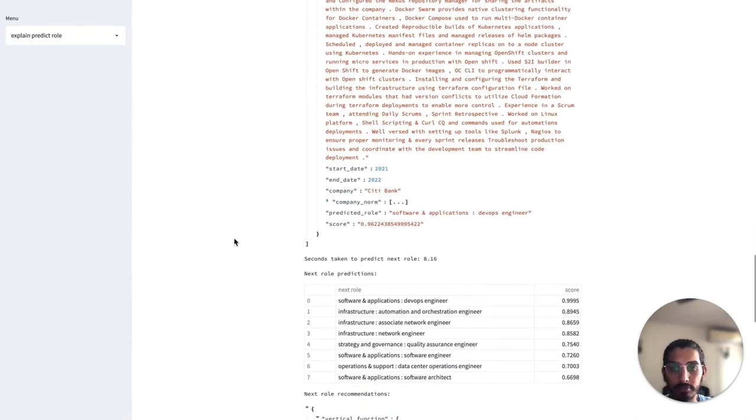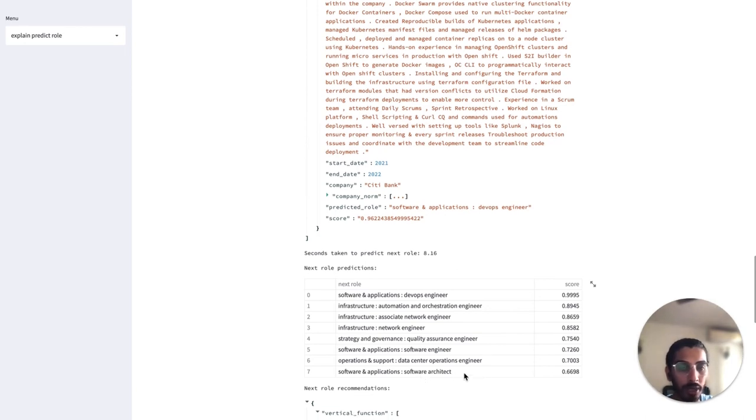Then we are telling what the next career progression for this individual can be. It is telling you this candidate can continue as DevOps engineer, or become automation or orchestration engineer, associate network engineer, network engineer, quality assurance engineer, software engineer, data center operation engineer, or software architect, with the probability associated with those moments of progression happening.